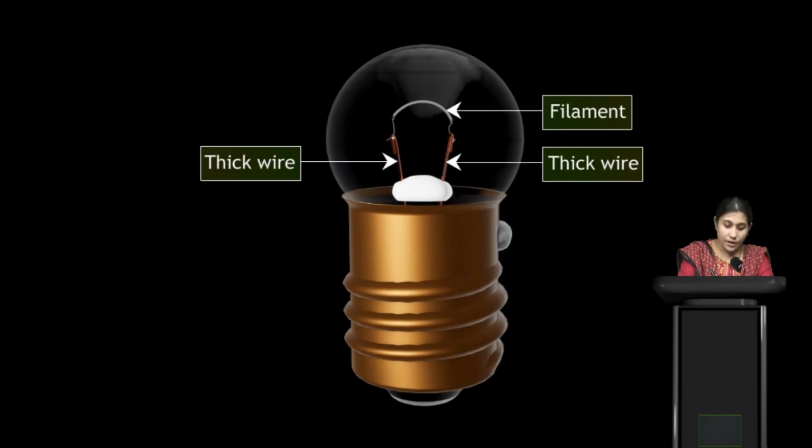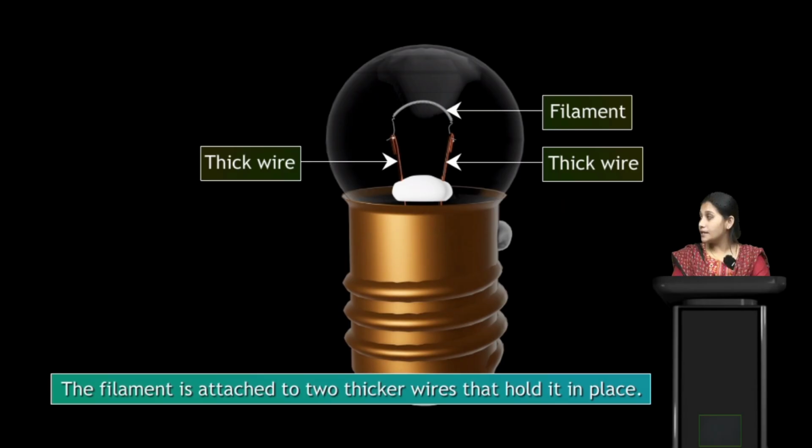Okay. And these two are the thick wires through which the filament is connected. Those two wires are called the thick wires. The filament is attached to two thick wires that hold it in place. Means this filament is attached to the two thick wires which hold the filament in its place so that the filament can't move from its place. Okay.